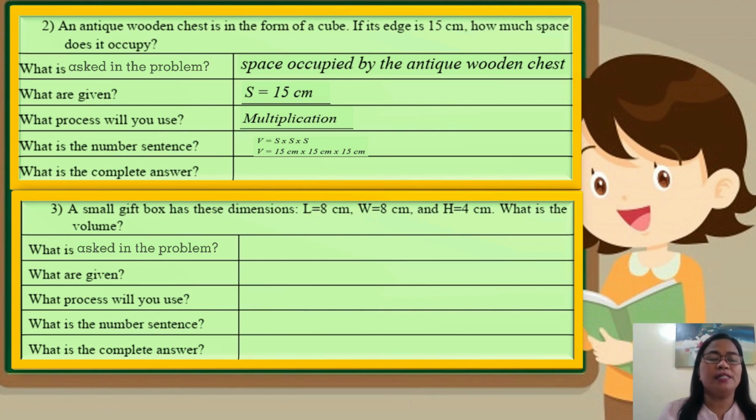What is the complete answer? The answer is volume is equal to 3,375 cubic centimeters.